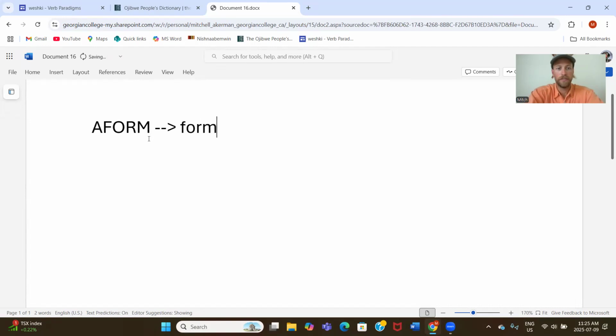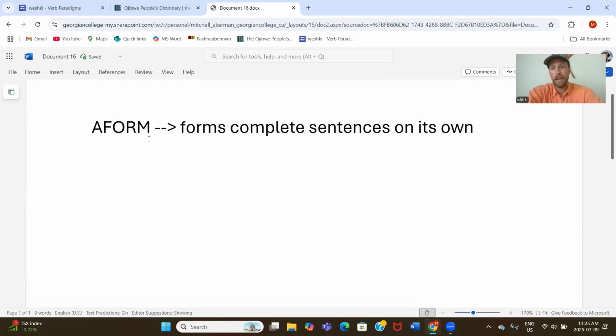These are forms that make complete sentences on their own. All right, like the cat is sleeping, the dog is barking, I was laughing, you will be canoeing, everything like that. And same with VIIs, like, it is 11 o'clock, it will storm later. All those things are A form. Okay, my name is Mitch. Your name is whatever.